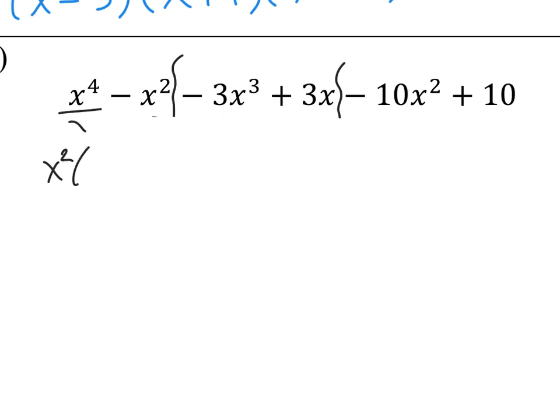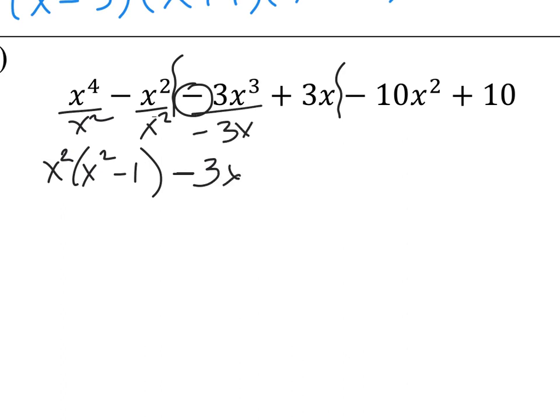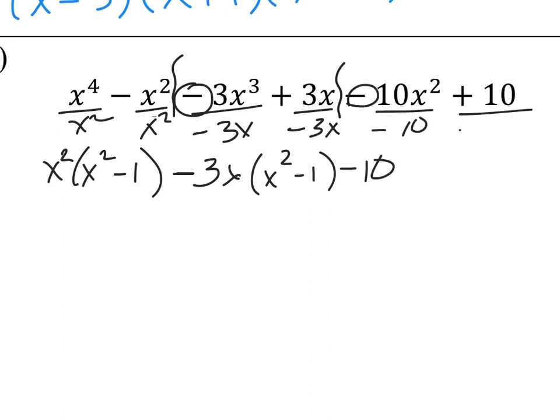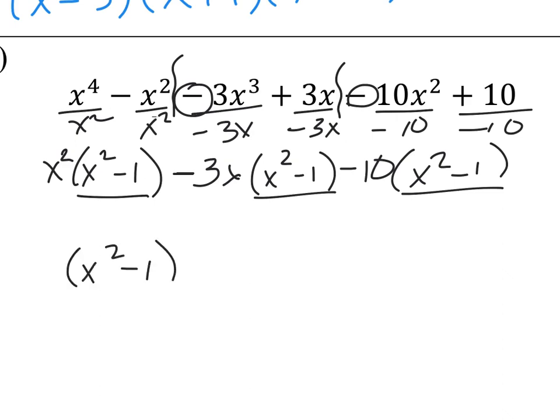So x squared comes out of here, and I'm left with x squared minus 1. This is a negative, so that goes here. So 3x looks like what it is. So factor out a negative 3x, and I'm left with x squared. Ooh, this looks good. Those are the same. Then I factor out again. This is negative 10, and I get x squared minus 1 again. So that's what I'm looking for, these 3 being exactly the same. Now I have 3 terms where one of the factors is x squared minus 1. So I factor that out, and I'm left with x squared minus 3x minus 10.